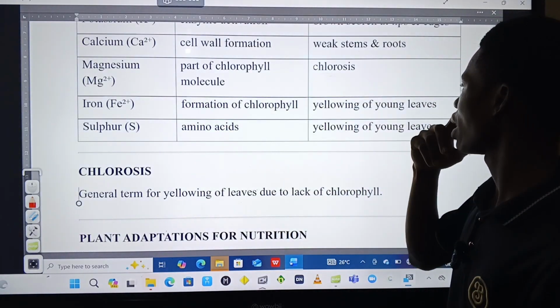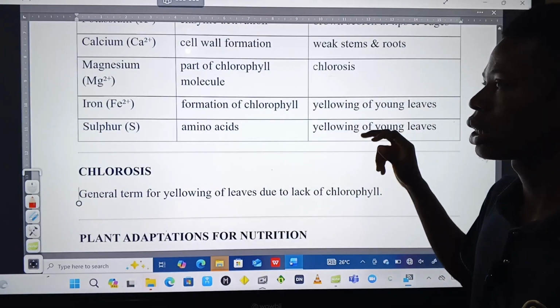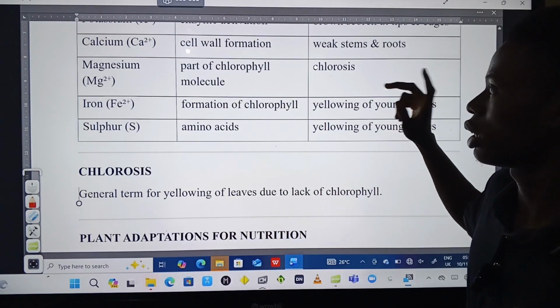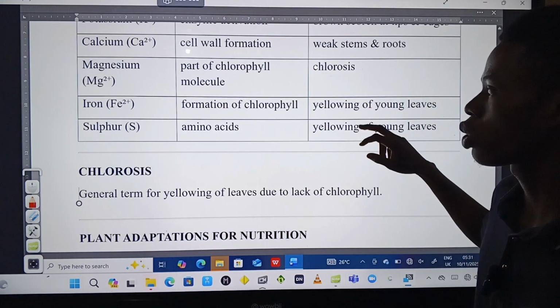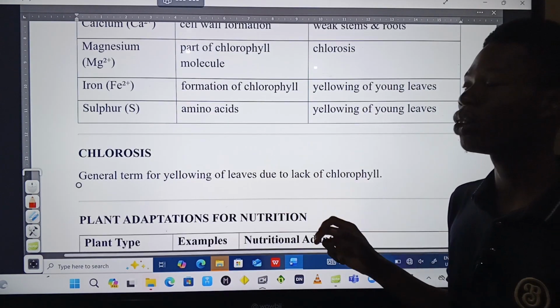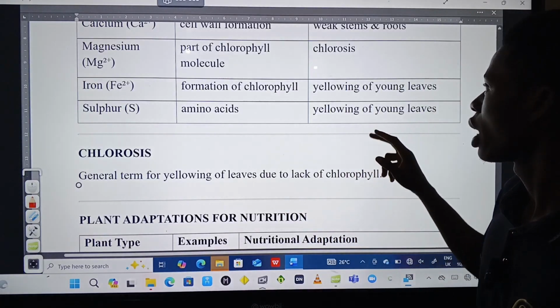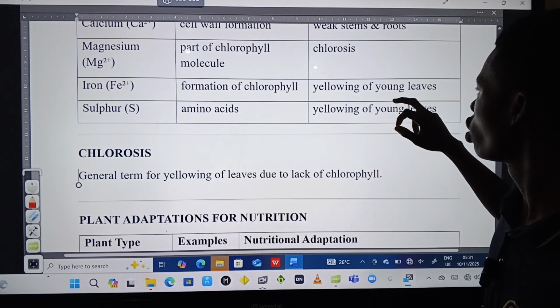We've seen two things that can cause yellowing of leaves, right? We've seen nitrogen deficiency and magnesium. Next one is iron. Iron is involved in the formation of chlorophyll, and deficiency is yellowing of young leaves.